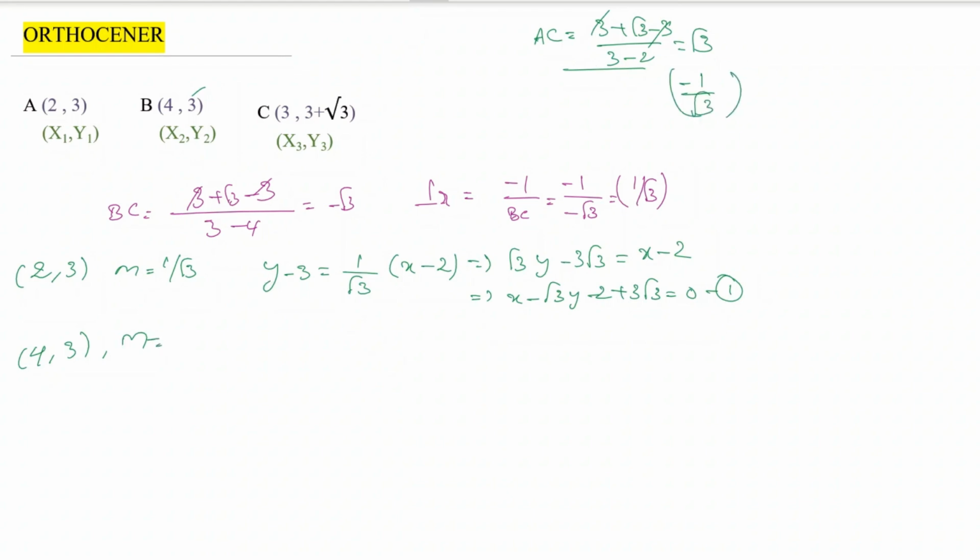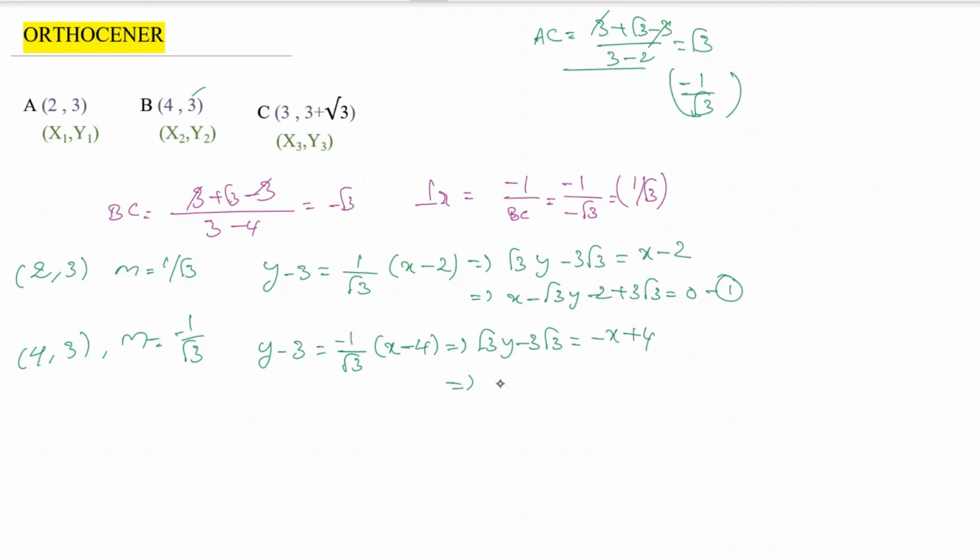So now we have the slope here. We will try to find this line as well. That is y minus 3 is equal to minus 1 upon root 3 into x minus 4. We simplify this. This is root 3y minus 3 root 3 is equal to minus x plus 4.